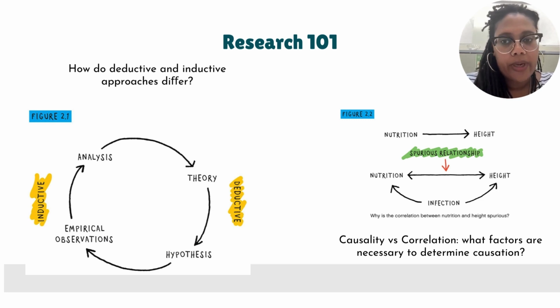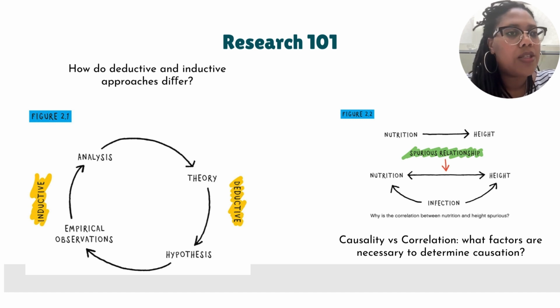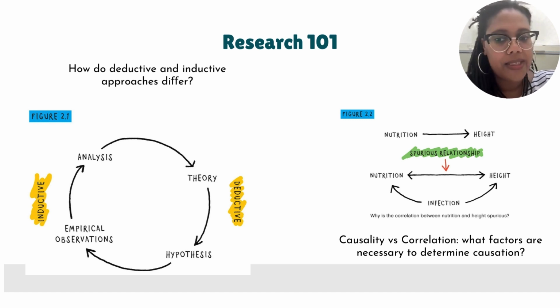Another thing that I want to point out is the difference between causality and correlation. Often when we think about research, we are looking for causation. We want to see a connection in which one thing leads to another, right? That's called a causal logic, or a causation. One thing is causing another thing to happen.